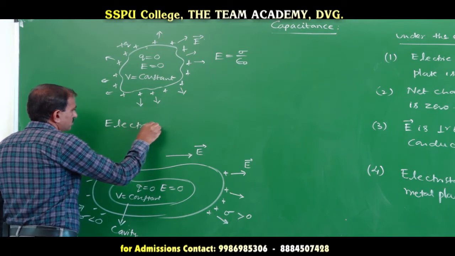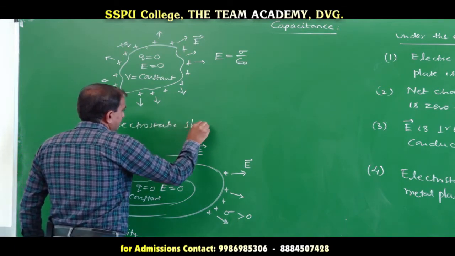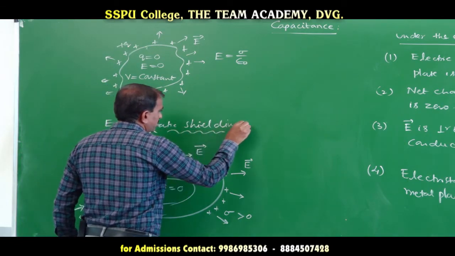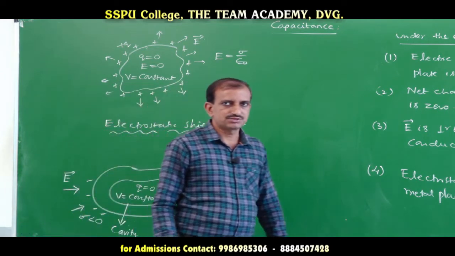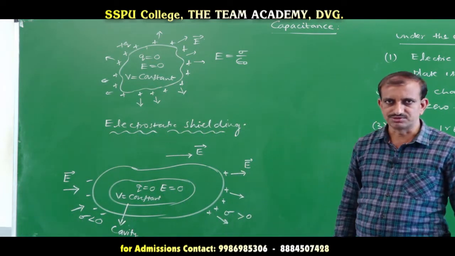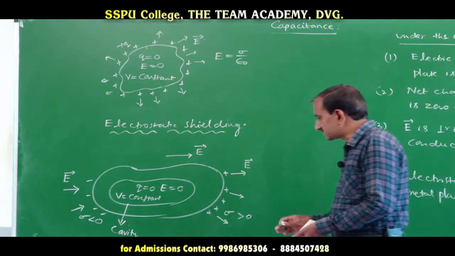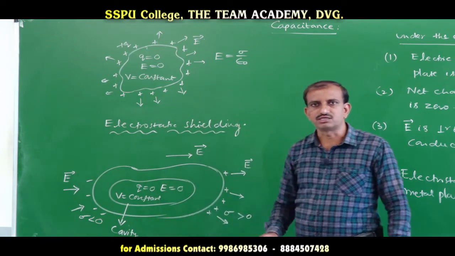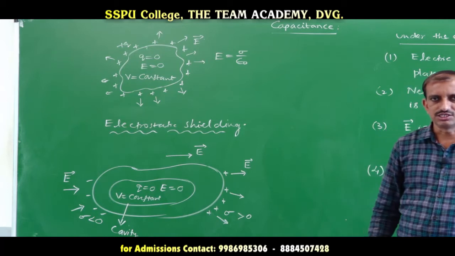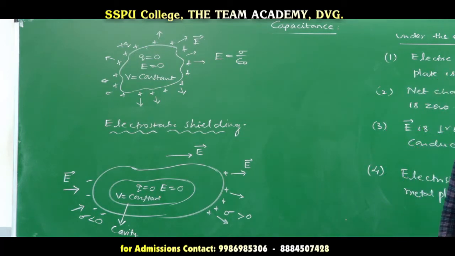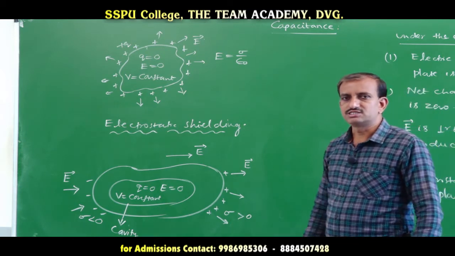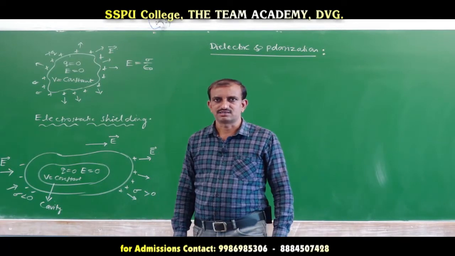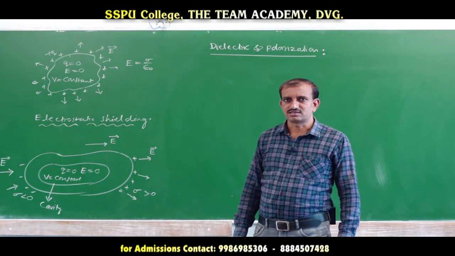Electrostatic shielding is a phenomenon in which we can protect a certain region of space from the influence of external electric field. This phenomenon is called electrostatic shielding. Using the phenomenon of electrostatic shielding, we can protect certain sensitive instruments from the influence of external electric field. So far we have studied the conductors placed in the external electric field.